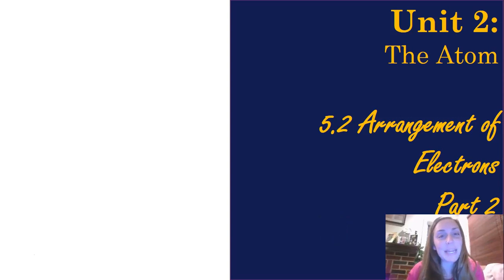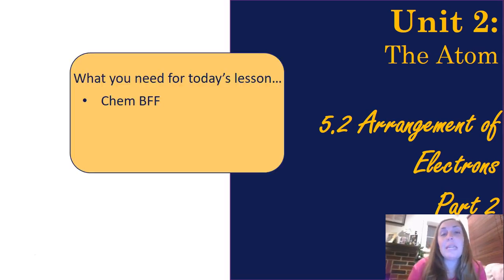Hey guys, this is Academic Chemistry, Chapter 5, Section 2, Part 2, Arrangement of Atoms. And you're going to need a few supplies today to help you out. So the first thing you need is your chemistry BIF, your best friend forever, which is your periodic table. The whole point of the lesson is to learn how to read the periodic table.